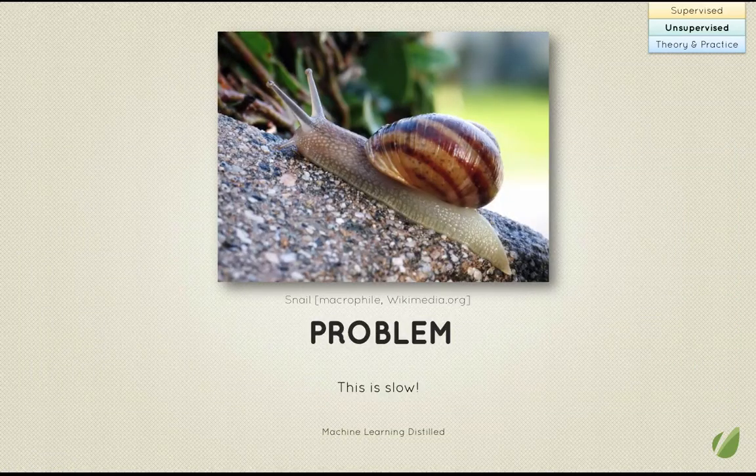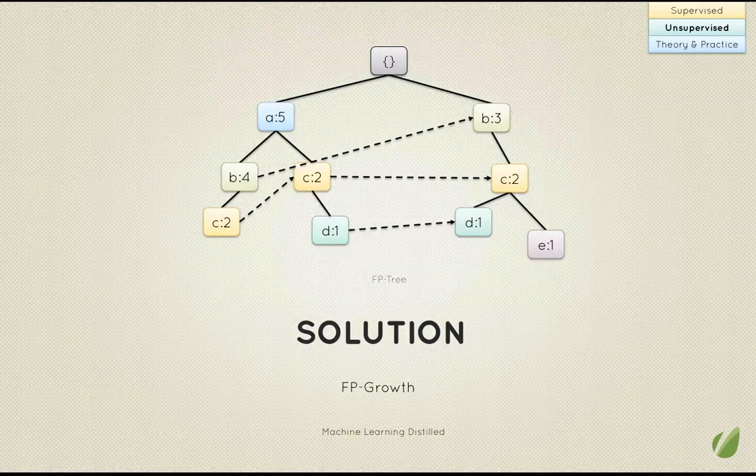The problem with this algorithm is that it's slow. There are so many possible candidates that we have to spend a lot of time checking. We have to spend a huge amount of time creating all these combinations, testing them, and then testing them again to see if they're possibly rules. One solution that's been proposed to this is another algorithm called FP growth.